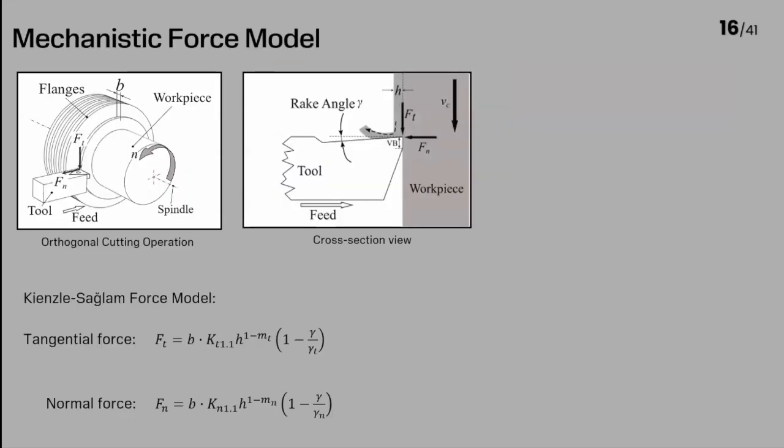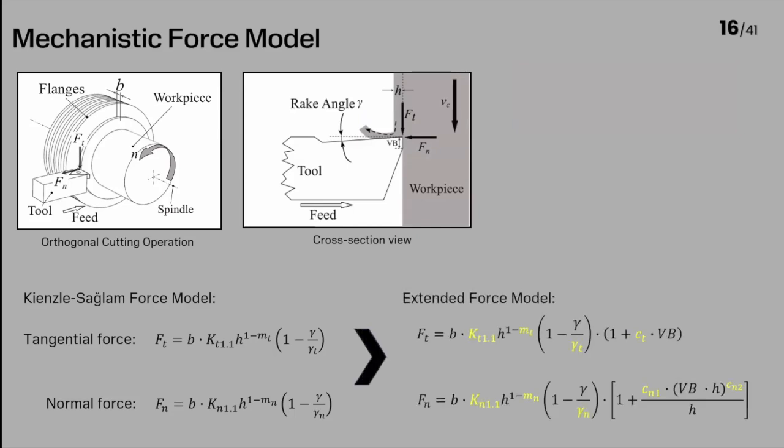The existing Kienzle prediction model defines the relationship between the cutting forces and the width of cut B, uncut chip thickness H, and the tool rake angle gamma. We extended this model to account for the variations in the cutting force as a function of VB.